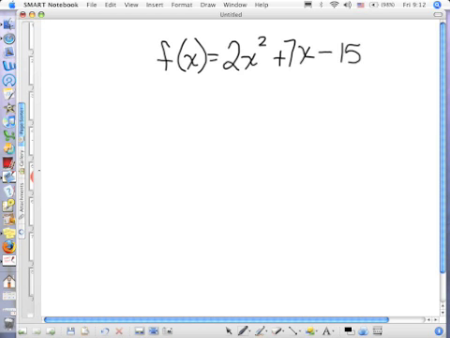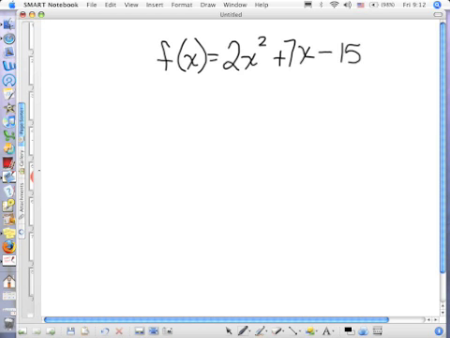Is this a parabola? Which direction does it open? Where does it cross the y-axis? Negative 15. It's a parabola that opens up and it's crossing the y-axis at negative 15, which means its vertex is way down there. Okay?